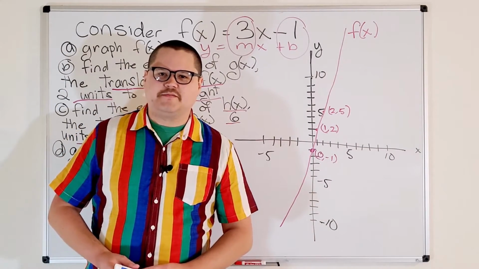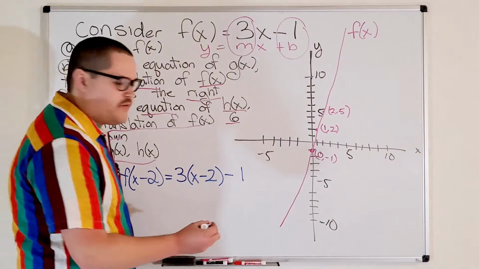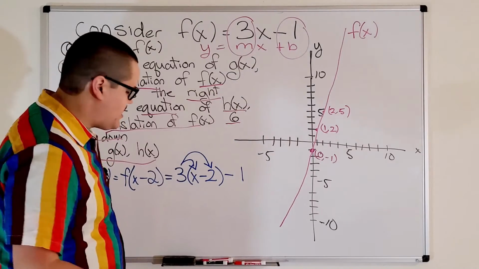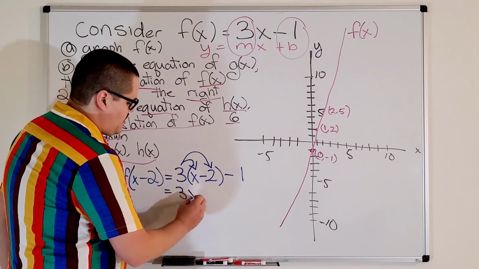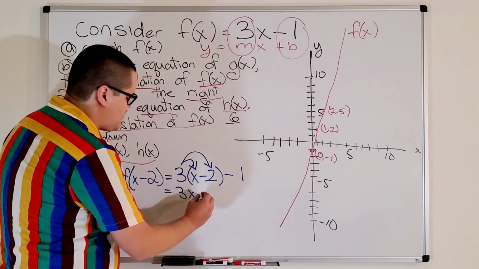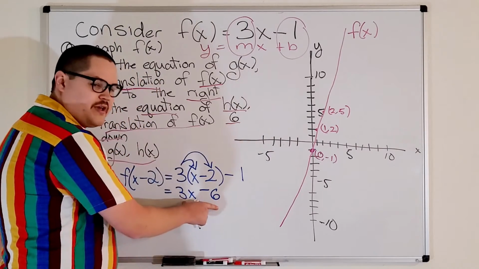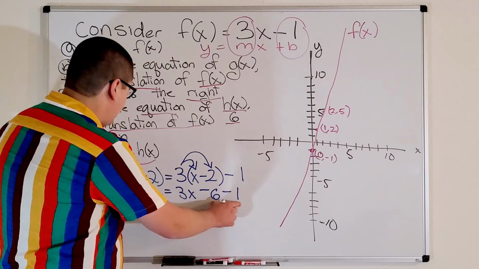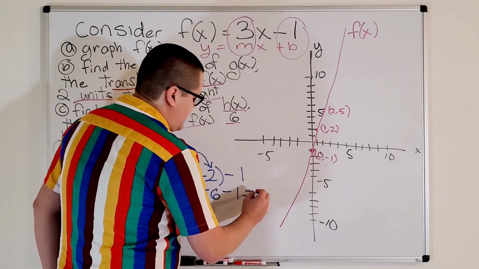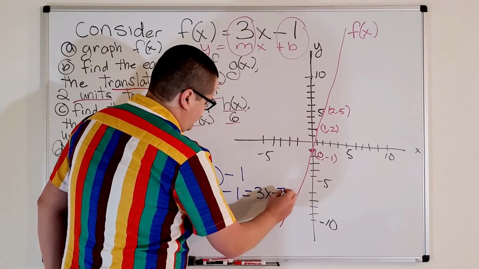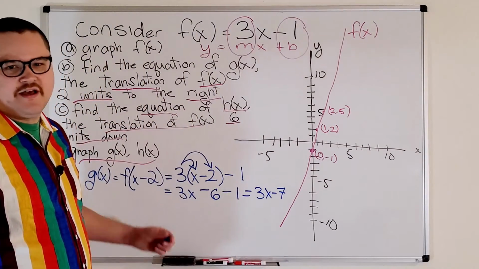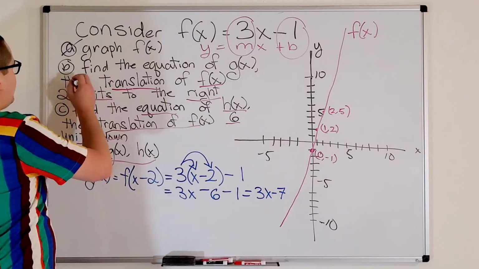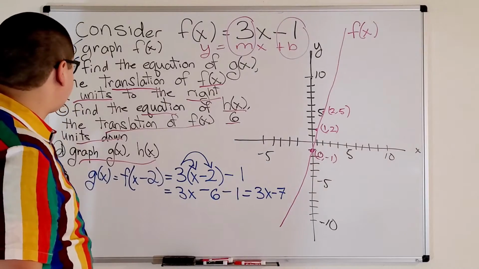It remains only to simplify. Let us distribute this 3 over this quantity. So 3 times x is 3x. 3 times -2 is -6. So this is 3x minus 6 minus 1. And of course we can combine like terms. And so g of x will be 3x minus 7. All right, so that's the equation for g of x. So we've done A, we just did B, now on to C.